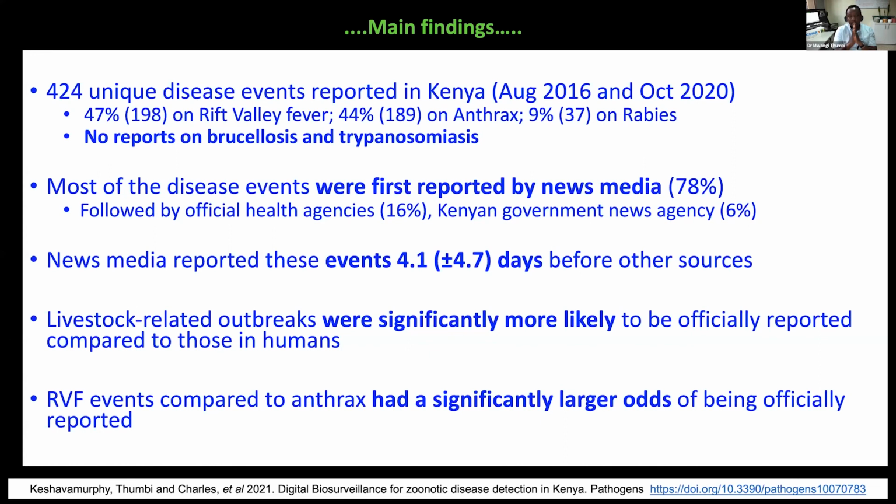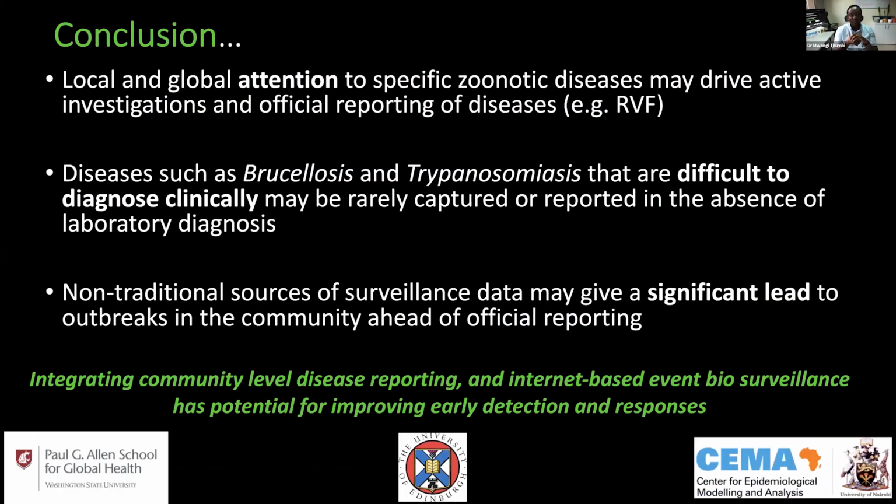those in humans. And also, if we made a comparison between, say, Rift Valley fever and anthrax, RVF was very well reported officially, and not very well reported from the news events. And the conclusion from that is that our understanding is that there is a little bit more local and global attention that's given to certain zoonotic diseases. For instance, Rift Valley fever. Whenever a case is detected, there is obviously active investigation and official reporting of the disease. And that's why we see a little bit of that being reported better officially and not in the news.